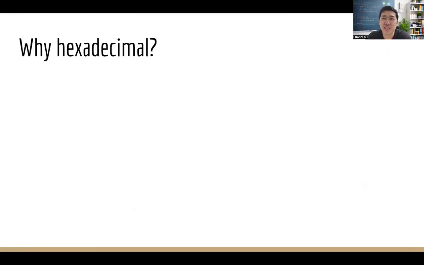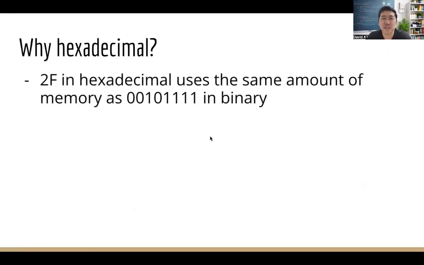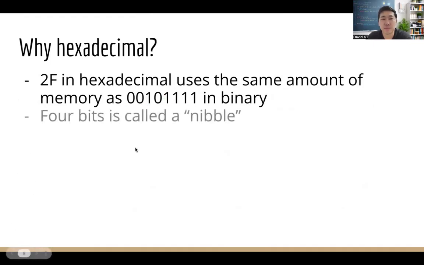So again, why hexadecimal? 2F in hexadecimal uses the same amount of memory as 0010, 1111 in binary. 4 bits is called a nibble. So each digit in hexadecimal is equivalent to 1 nibble.